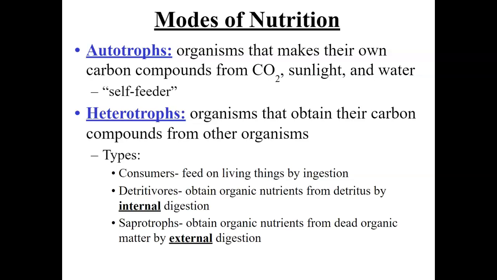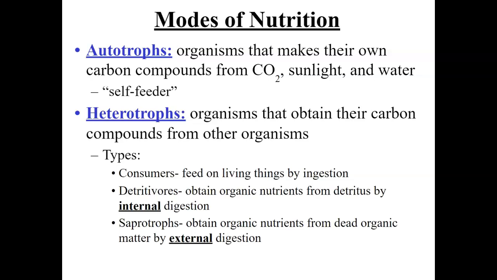And then saprotrophs are different because they can't actually take in organisms. There's no actual internal digestion. Instead, they secrete enzymes into the decaying organic matter or dead organic matter and break it down externally. So it gets broken down through those enzymatic reactions outside of the actual organism, and then they take those nutrients back in to the saprotroph. Any nutrients that they cannot use would remain.